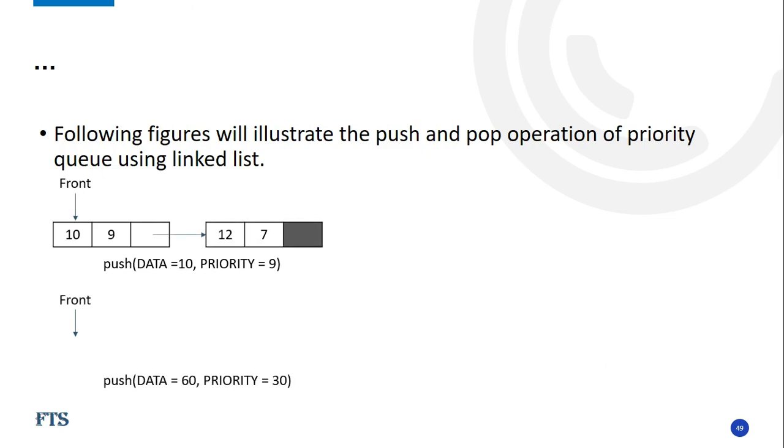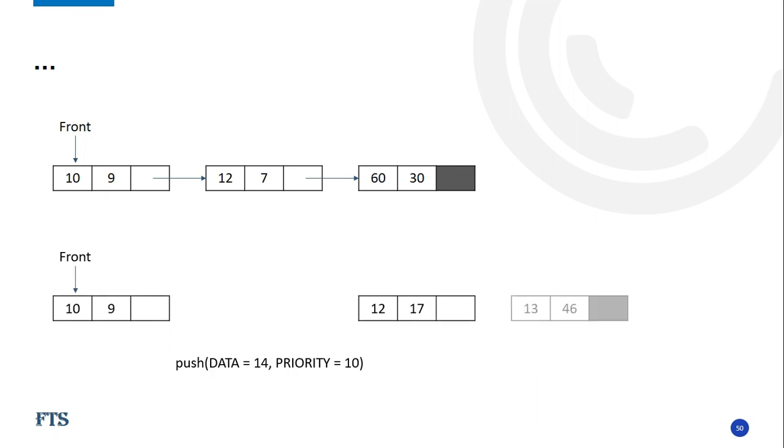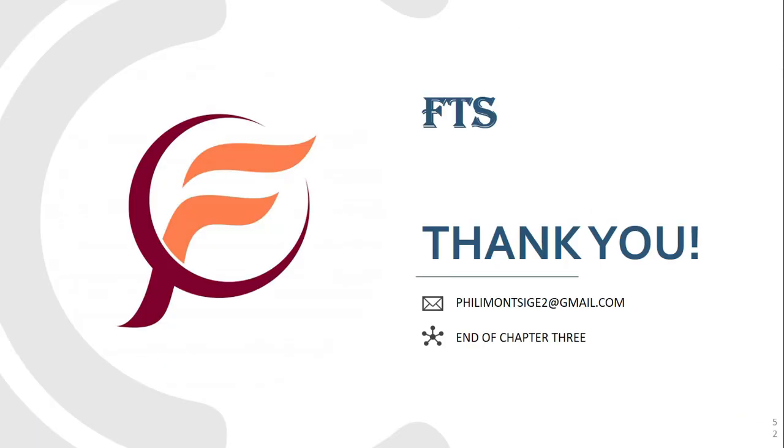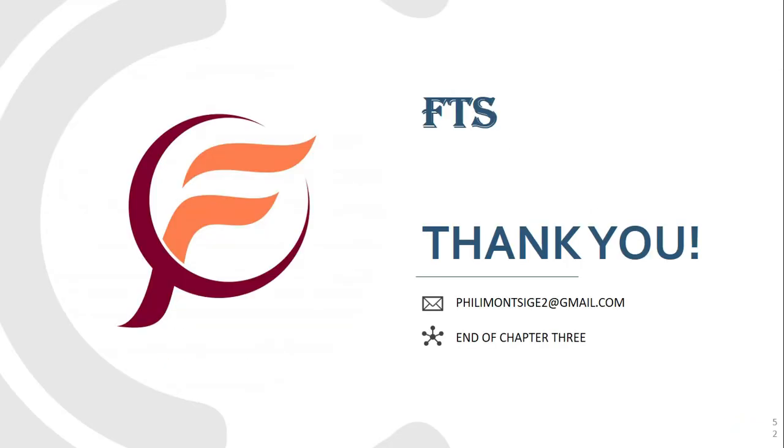This is the graph which shows how push operations on priority queues work. Not only push but also pop operations.